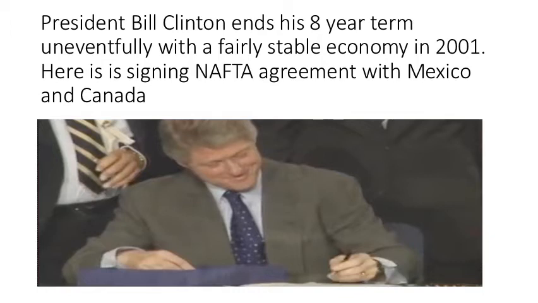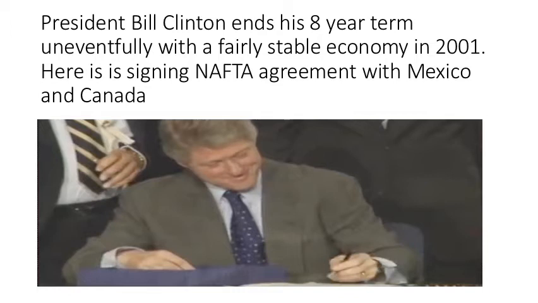So just a brief introduction. This attack occurred just after President Bill Clinton's term had come to an end, his 8 years. And here you see Clinton, who had ended his term uneventfully and with a fairly stable economy in 2001. Here you see him signing the NAFTA agreement with Mexico and Canada, which was a trade agreement which set up a trade bloc between the three countries, which many economists think helped with the economy and with free trade in general.